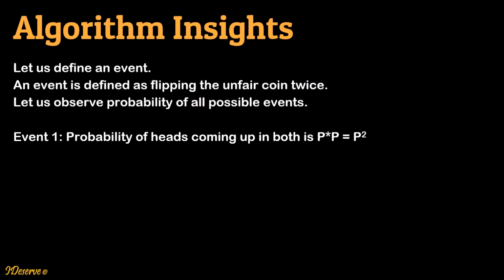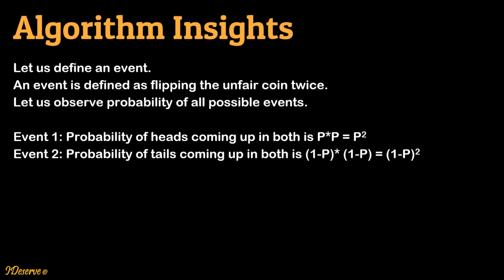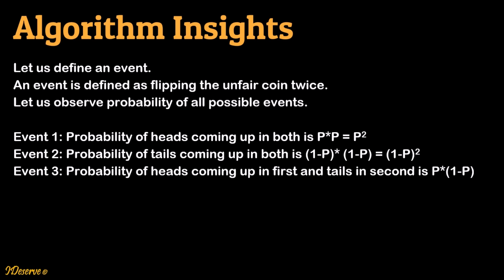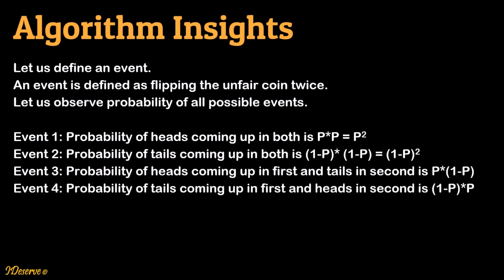Then probability of event 1 is probability of getting heads in flip 1 multiplied by probability of getting heads in flip 2. So probability is P into P, which is P square. Similarly for event 2, probability of getting tails in both the flips is 1 minus P into 1 minus P, which is 1 minus P square. For event 3, probability of heads coming up in the first flip and tails in the second is P into 1 minus P. For event 4, probability of tails coming up in the first flip and heads in the second flip is 1 minus P into P.